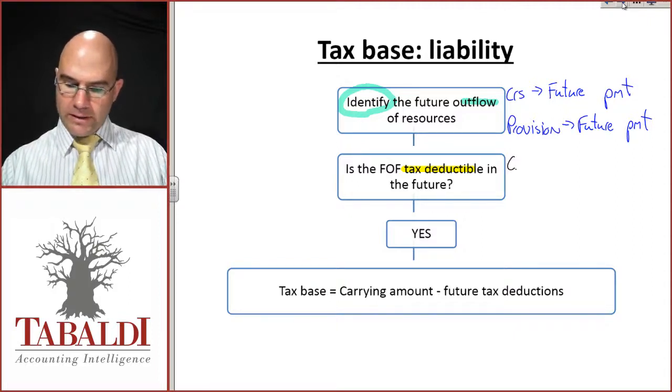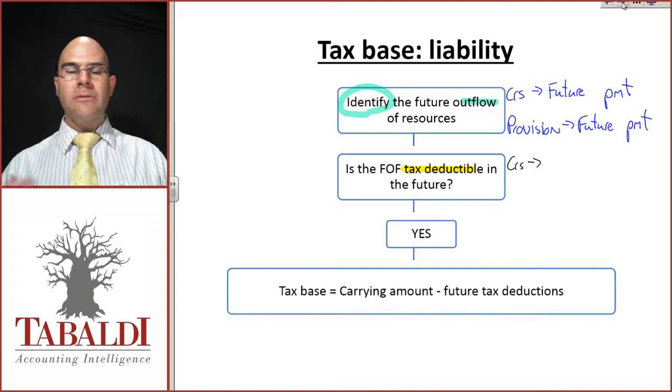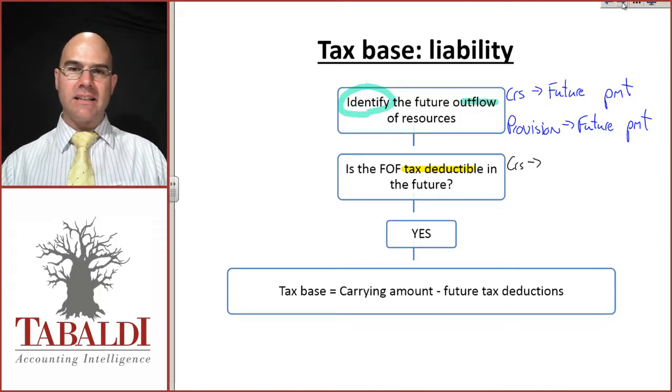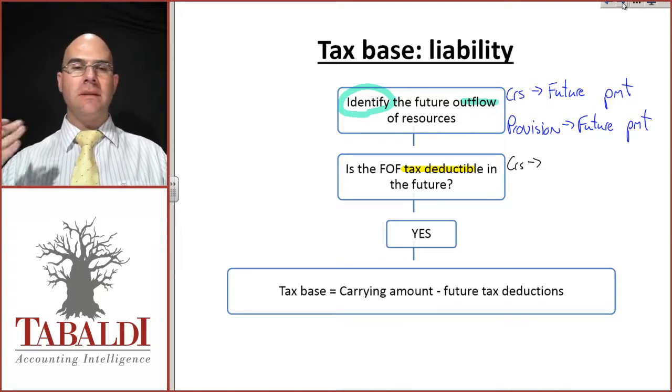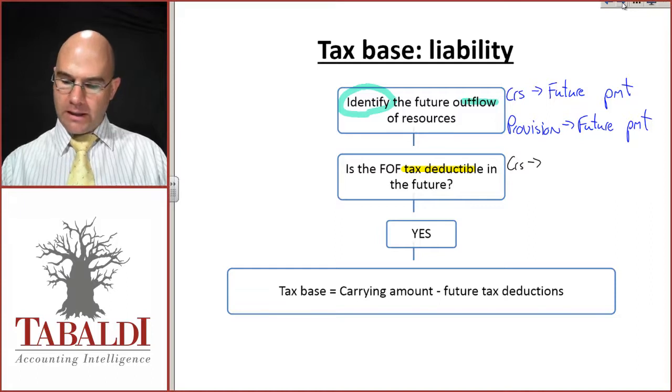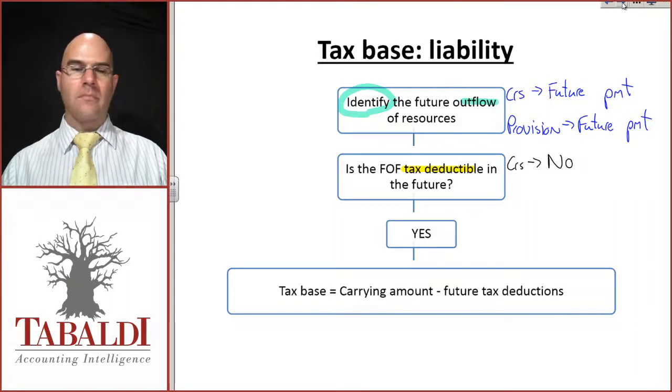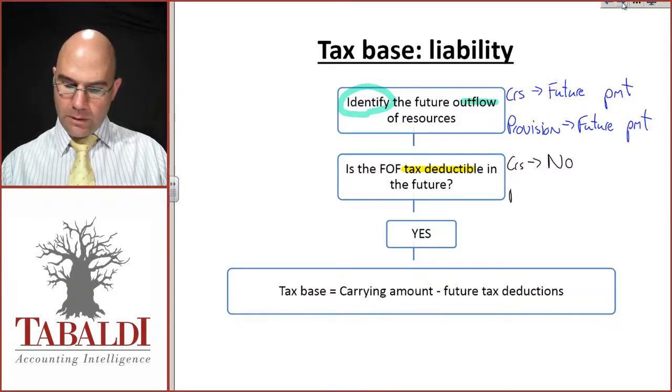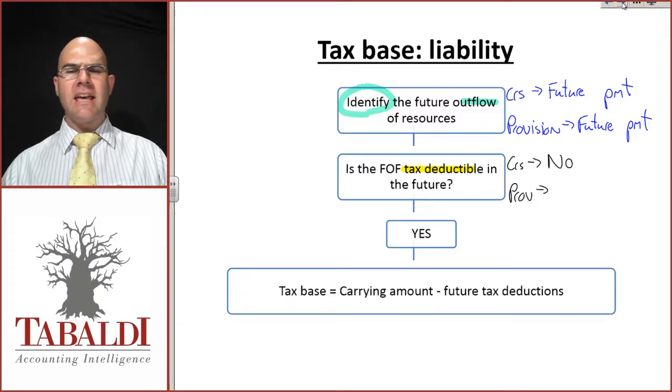So for creditors, will that payment in the future be tax deductible? No, because you've already claimed the tax deduction when you actually receive the invoice from your supplier. So that will definitely be a no. For our provisions, will that future payment be deductible? Yes, because for majority of provisions, the tax authority does not let you take the deduction when you are journalizing the accounting expense. Why?